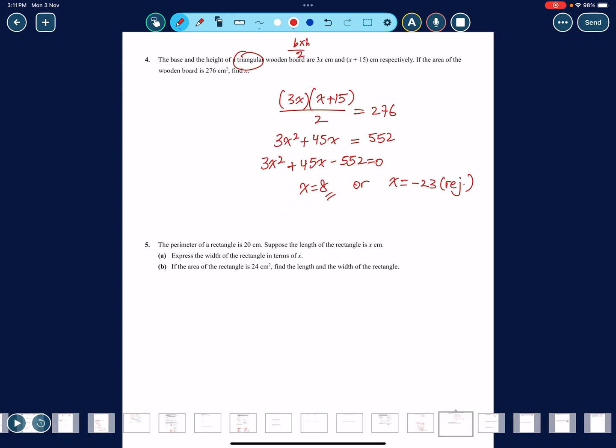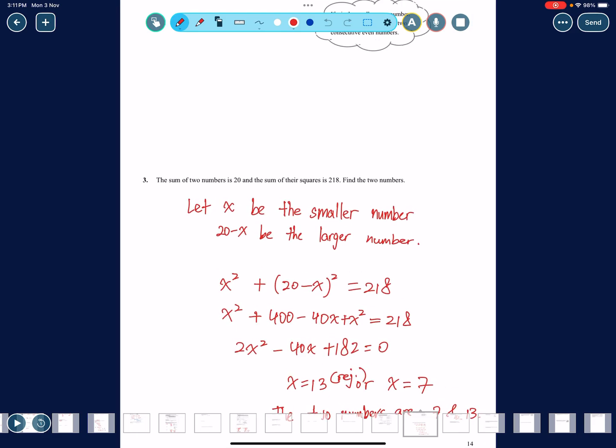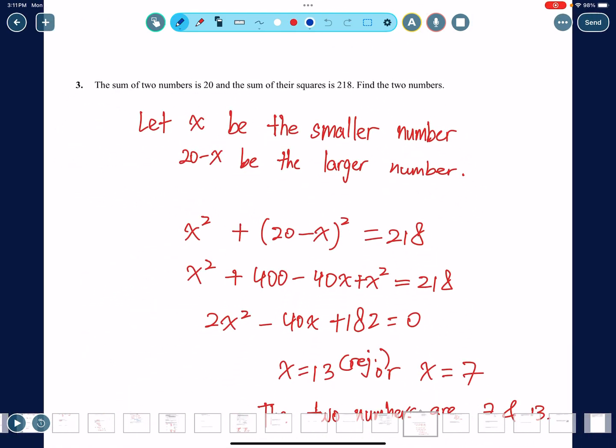I think this one is the challenging one. You need to let something be x, and then you can find the other thing in terms of x. Do not make it y, because once you make it y, you will have two unknowns, and you cannot solve two unknowns. x squared plus y squared equals 218 is unsolvable unless you have another equation to assist you. But don't do that. So do it in terms of x.